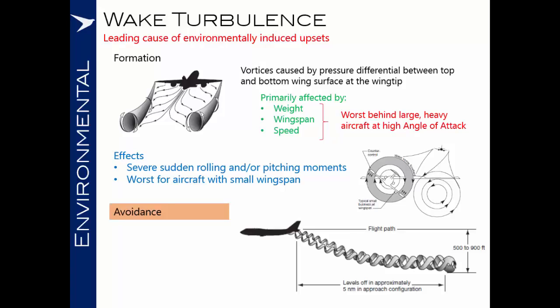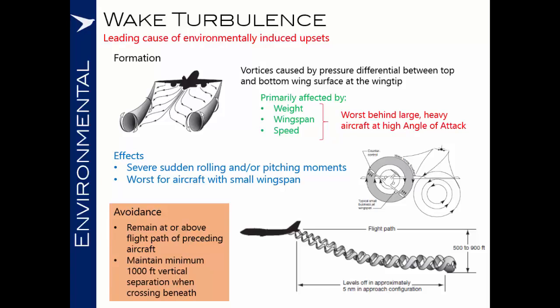To avoid wake turbulence, we need to know where it is. The wake turbulence tends to level off within approximately 5 nautical miles of most aeroplanes and around 500 to 900 feet below the flight path of the preceding aeroplane. So, we need to make sure that we remain at or above the flight path of the preceding aircraft and maintain a minimum of 1,000 feet vertical separation when crossing beneath. Most of the time, of course, with time-based separation, air traffic control are working to avoid a situation where wake turbulence can occur. However, it is for you as the pilot to be thinking about the effects on your airplane and how to avoid it.